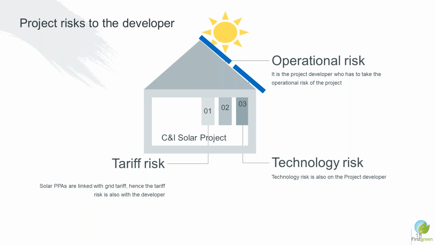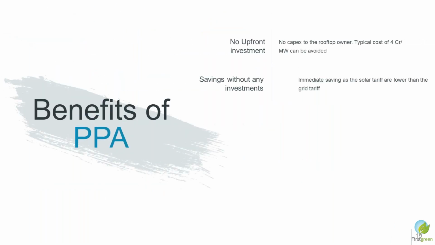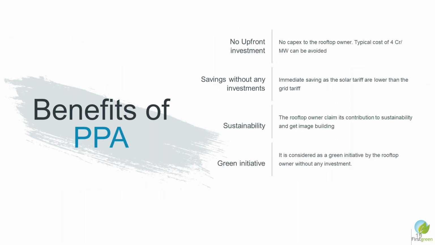Operational risk is also on the shoulders of the developer. The plant should perform, and the project should be generating electricity. So that operational risk is also on the developer, and at the same time the technology risk is also on the developer. These are a couple of risks to which the developer is exposed.